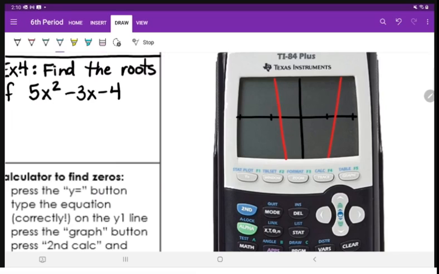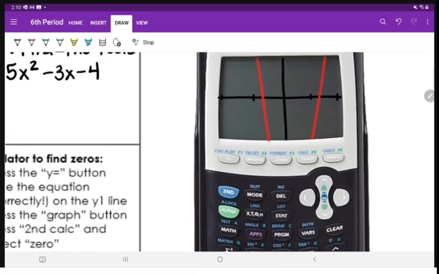Here's what you do. You click second calc. We are going to calculate our zeros. Remember, zeros are roots. They mean the same thing. So click second and then calc, and then go down to the 0 and hit enter. But don't hit anything else after you hit enter. Just sit here for a second. I want everybody to catch up.